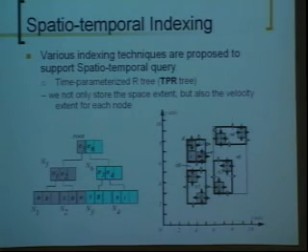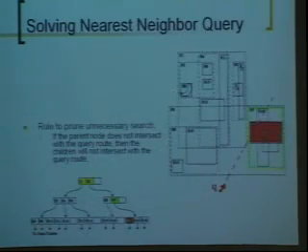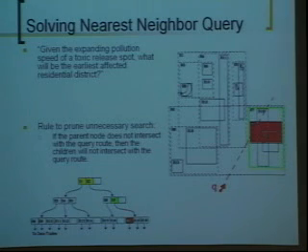To support that kind of query, various indexing structures have been proposed. Here is an example, the time parameterized R tree, we call it the TPR tree. This is based on the R tree I introduced before. We not only store the space extent, but also store the velocity extent for each node. Here I give an example of how to use the TPR tree to solve the nearest neighbor query.